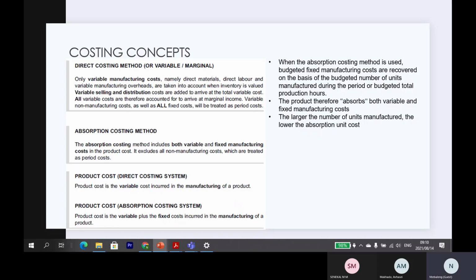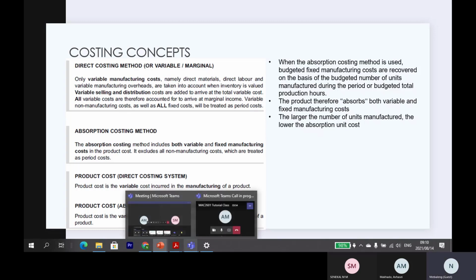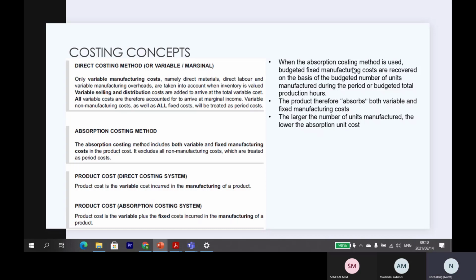Impact of first in, first out, and weighted average. We're going to get there, but you will see it being more evident as to what is the difference between the two. So, side note, when the absorption costing method is used, this is what you need to take into account: your budgeted fixed manufacturing costs are recovered on the basis of your budgeted number of units manufactured during that period.